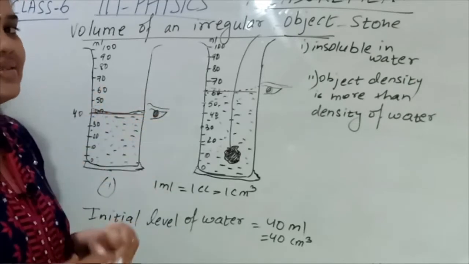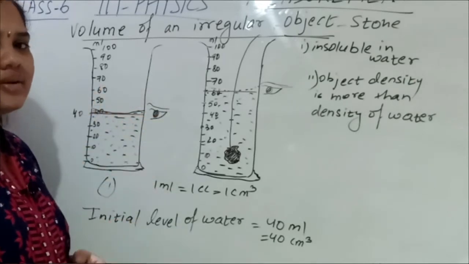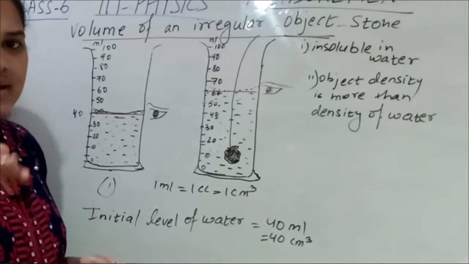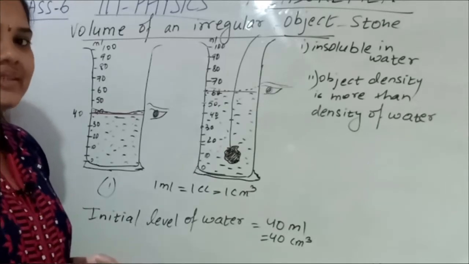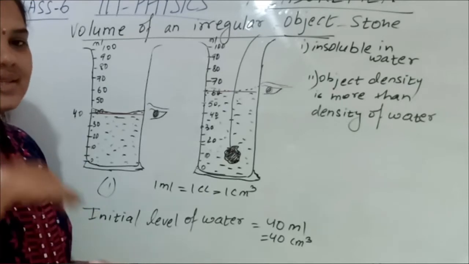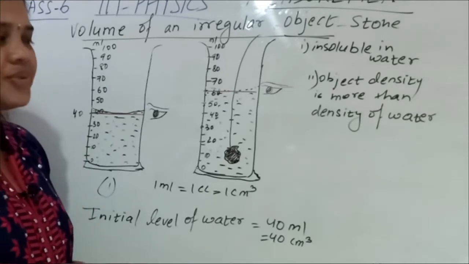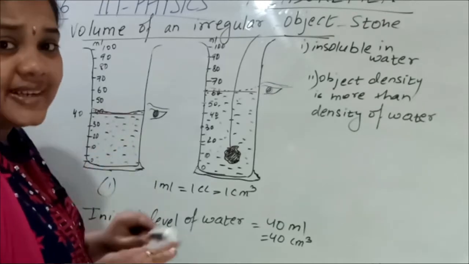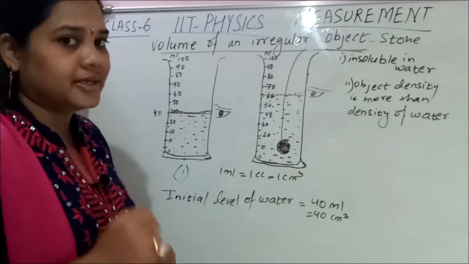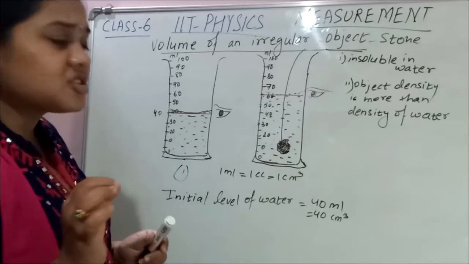Clear? Now next, what do you have to do? The object. Here what is the object? Object is stone, an irregular object. This stone you have to tie with a thread. A thin but strong thread you have to take.